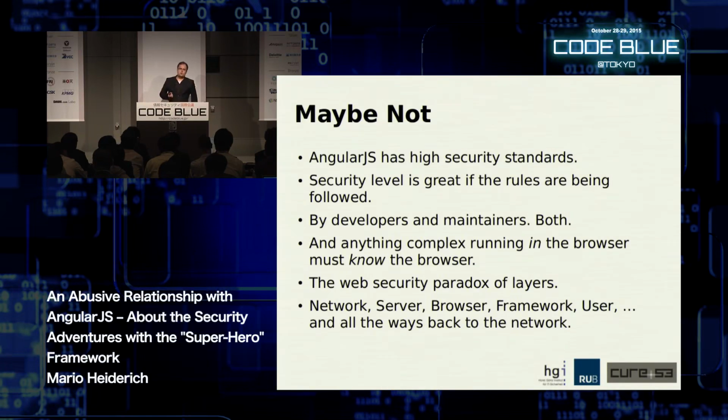I often call it the web security paradox of layers, because web security is often that complicated because everything is a layer and contains sublayers, like the network layer, the database layer, the application layer. The browser itself is a layer and contains multiple layers, and one of them will become AngularJS, interacting with all the other layers, which makes it even more complex.